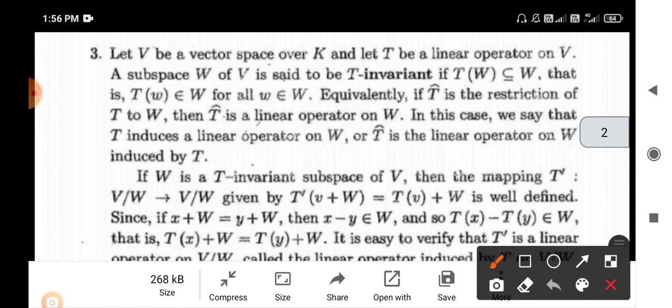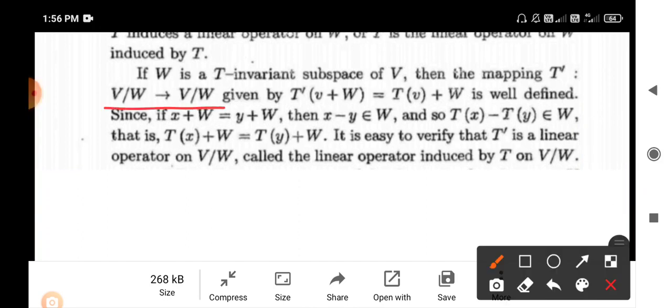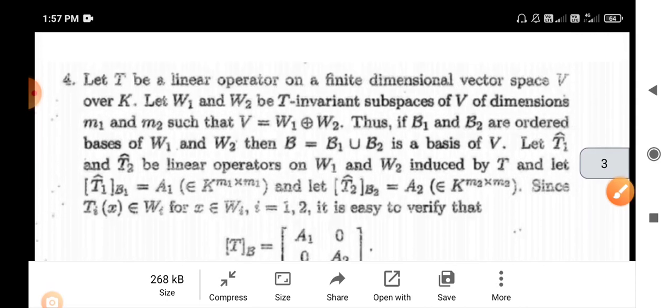If W is a T invariant subspace, then the corresponding mapping T dash from V by W to V by W, given by T dash of V plus W equals T of V plus W, is well defined, one-one as well as onto. Therefore it is a linear operator on a finite dimensional space. Here we verify that it is one-one. So T dash is a linear operator on V by W, and this operator is called the linear operator induced by T on V by W. Now let us see the next example in the exercise.